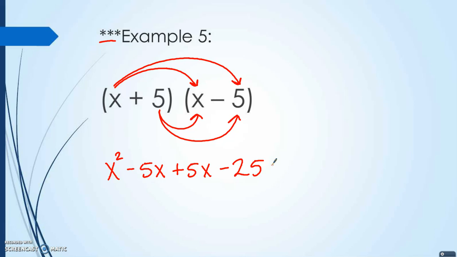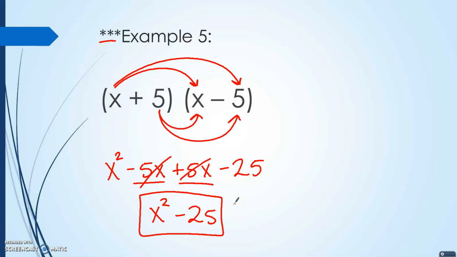Step 2 is we combine like terms. So I'm going to combine these right here. So I have my x squared. But here's where this gets a little different. I have negative 5x plus 5x. Well, negative 5 plus 5 is 0, right? I don't want you writing 0 x's. If it's negative 5 plus 5 and it cancels out, those just go away, and then you're left with minus 25.